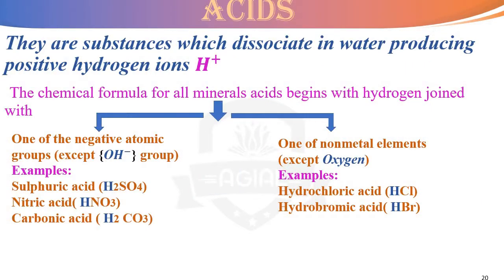Number 1, acids. They are substances which dissociate in water producing positive hydrogen ion. Dissociate means to be separate or not connected to each other. The chemical formula for all mineral acids begins with hydrogen joined with number 1 of the negative atomic group except hydroxide group, like sulfuric acid, nitric acid, and carbonic acid, or one of the non-metal elements except oxygen, like hydrochloric acid and hydrobromic acid.